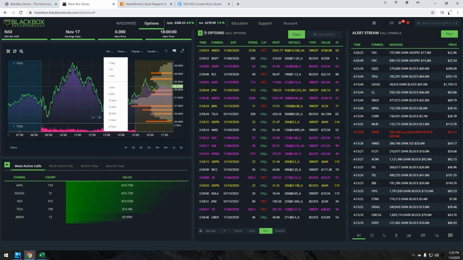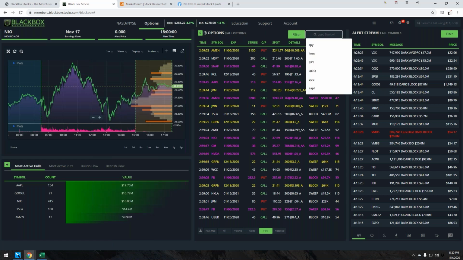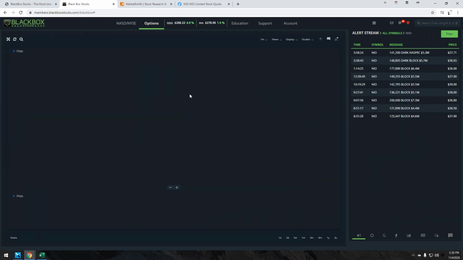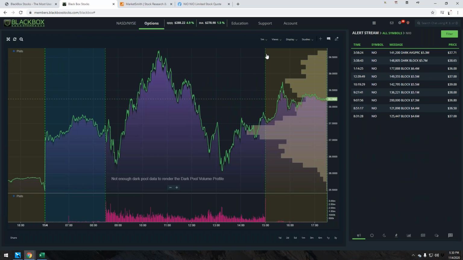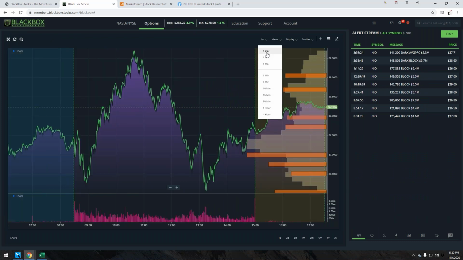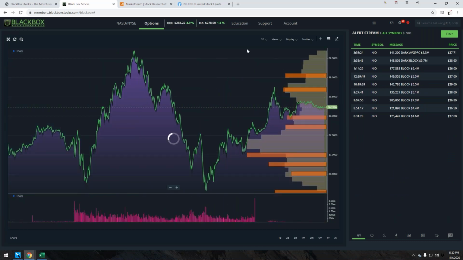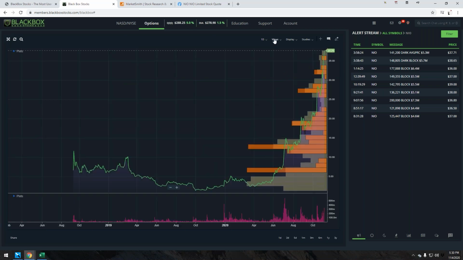So I'm going to pop out my chart. I'm going to load NEO. And I definitely want to see more people doing this. I want to see people zooming out and looking at it from a different perspective. Start top down. Yes, we did just have a dark pool print come in during the day, but go and pop your chart out by going over here. Change that to a day, because you're going to see a different story.